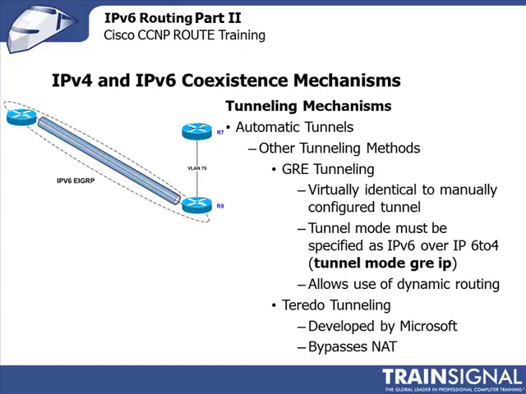Another type of tunneling is called Teredo tunneling. This is essentially developed by Microsoft. It bypasses NAT. It's not used just for Microsoft, but you will see, for instance, when you do an ipconfig command on a laptop running Windows Vista or Windows 7, you'll actually see a Teredo interface as part of the stack.